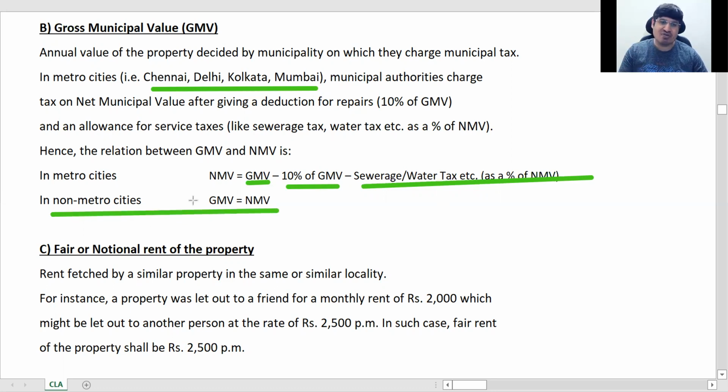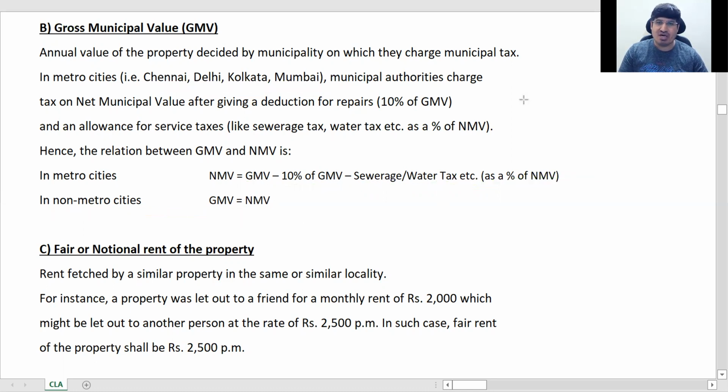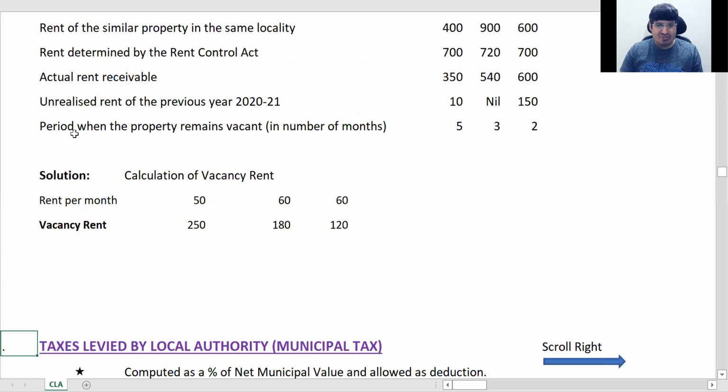Again, you can get confused. This is not gross annual value. This is gross municipal value. Okay. And this is not net annual value. It is net municipal value. तो चलिए I'll just show you an example of this. ठीक है, ये कैसे calculate होता है यही बता देता हूँ आपको.